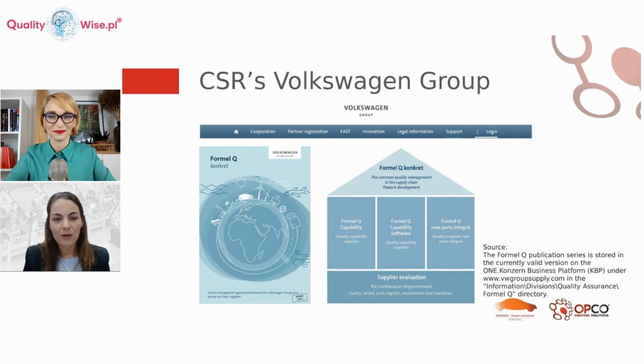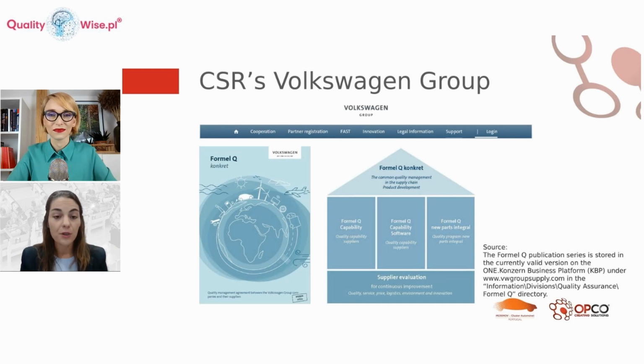Okay, so about the Formel Q manuals, this presentation gives us the overall vision of which manuals belong to the Formel Q family, with the Volkswagen Group requirements, not only the customer-specific requirements that we can find, but also which are the manuals. At the top we can see Formel Q concrete, the big picture about the requirements for the quotation phase, the project phase, and even the serial production phase. We can see all the requirements.